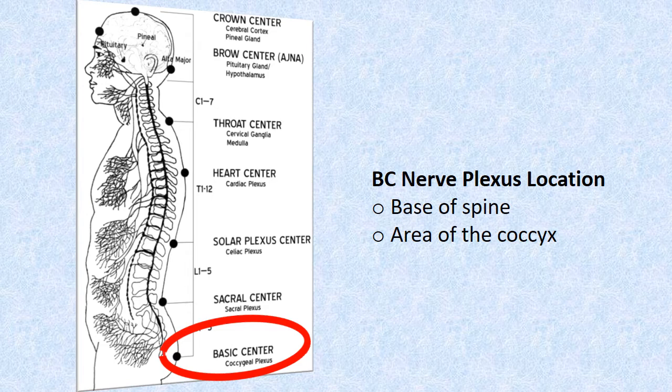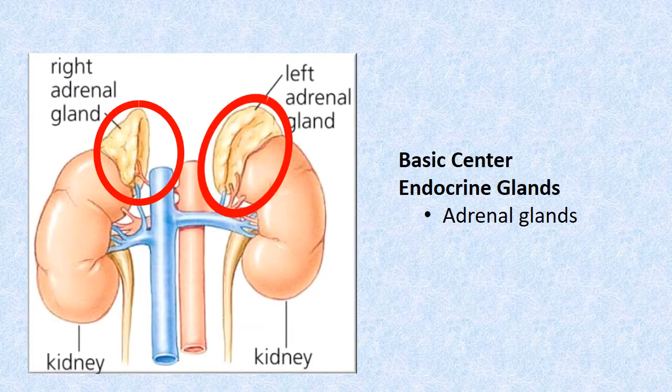And then what are the endocrine glands for the Basic Center? The endocrine glands for the Basic Center are the adrenal glands, and they sit on top of the kidneys. They produce adrenaline. So when we're talking about the sympathetic nervous system or like the fight or flight system, we're talking about Basic Center and the adrenal glands.